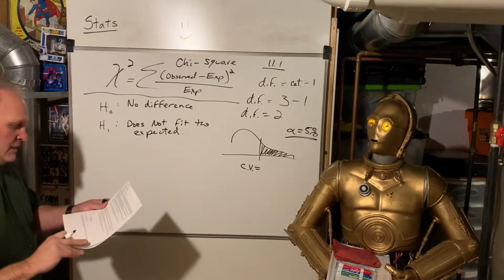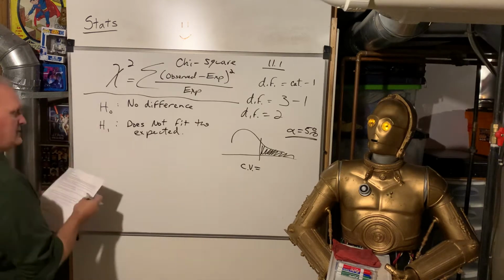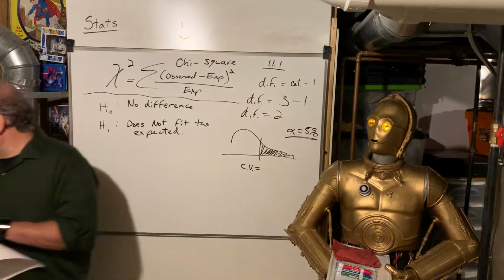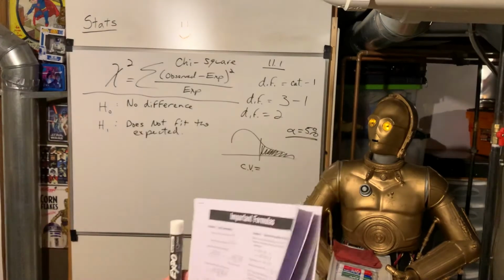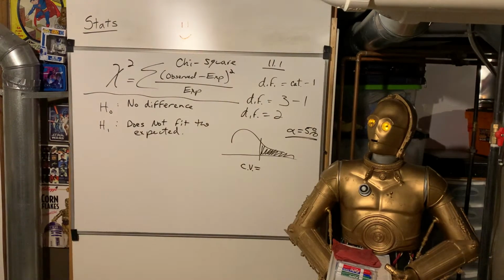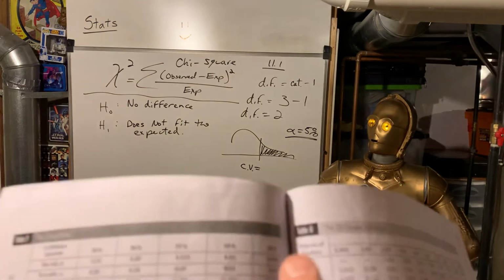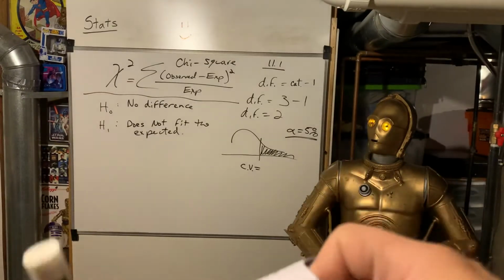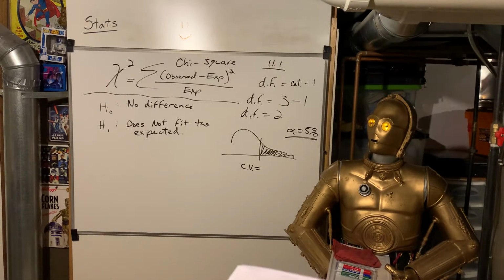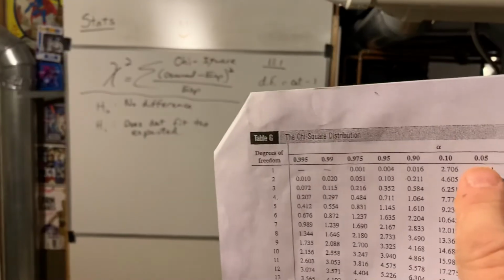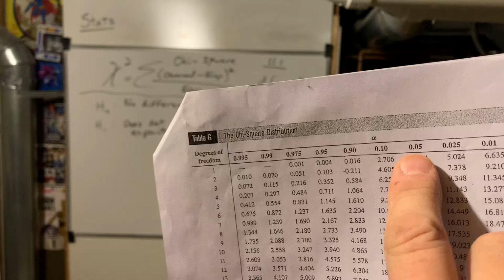All right, so then if we're going to find our chi-square, first let's look up the statistic. And so we get out our important formulas sheet, and we look up chi-square. So that is table G. And we go to 2 degrees of freedom at 5%. So 5% on the top and then down to 2 degrees of freedom. It's 5.991.